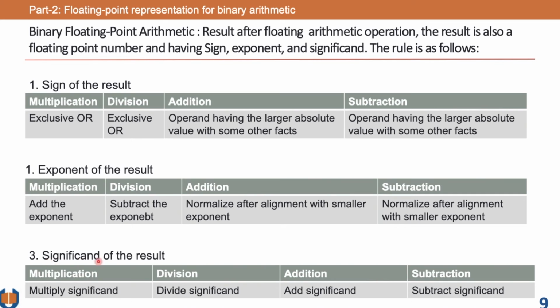So the significand of a result is basically the main operation. In case of multiplication, we need to multiply the significands. In case of division, we need to divide the significands. In case of addition, we need to add the significands. Similarly, in case of subtraction, we need to subtract the significands. So this is the basic rule that is also defined in our IEEE 754 standard, and following this way, every computer is doing floating point operations.